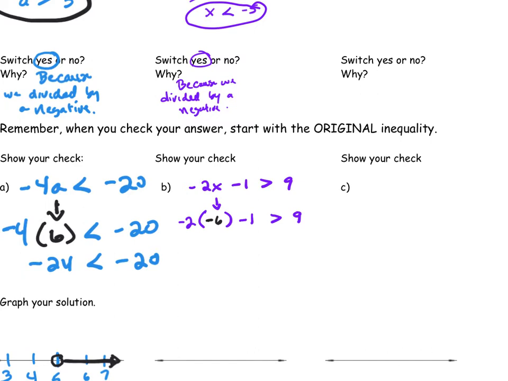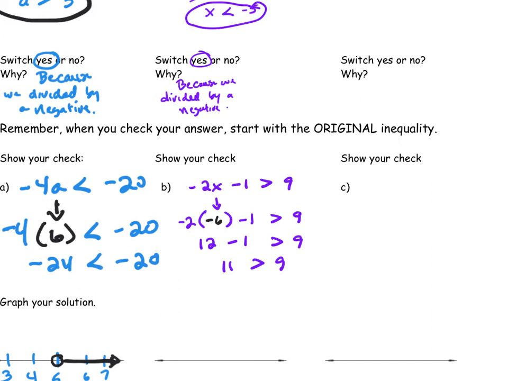So if I look at negative 2 times negative 6, I'm going to get a positive 12. And then I have to subtract 1, and this should be greater than 9. And this is true because I get 11, and that is indeed greater than 9. So when I switched the sign, that was the correct thing to do.